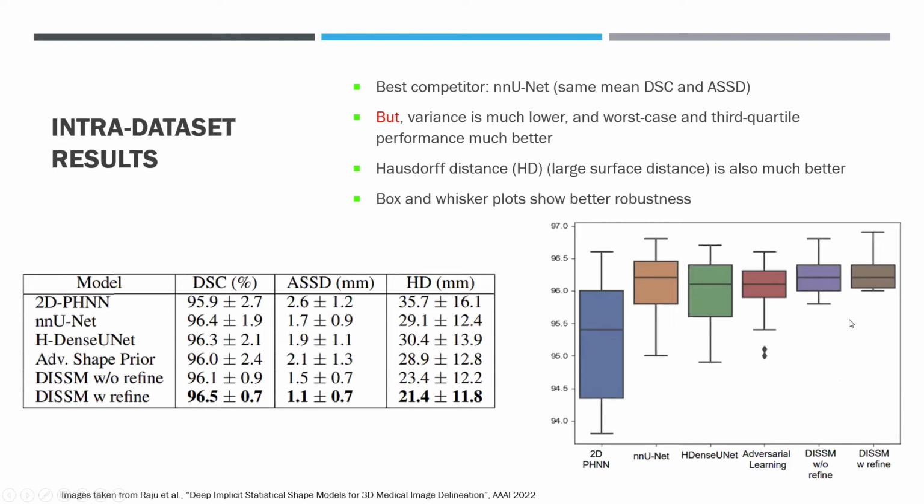And so, even though we're training and testing on the same data set, which is very favorable to an FCN, we're still able to show robustness improvements. Emphasizing that a little more, the Hausdorff distance for nnU-Net is 29.1, where we go down to 21.4. So there is indeed added robustness even on an intra-data set experiment.